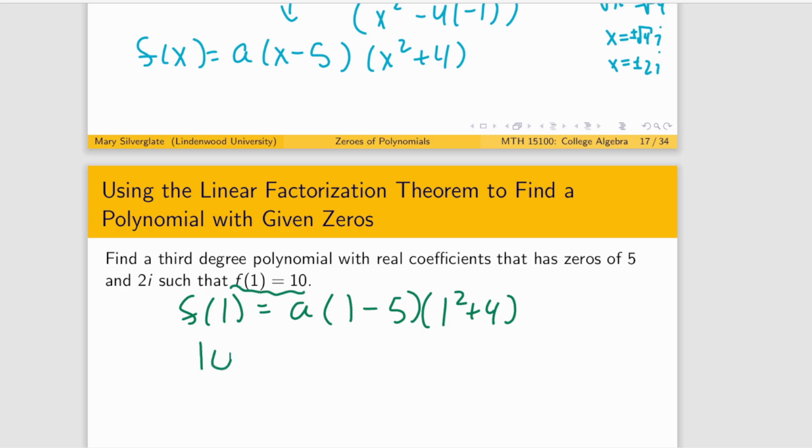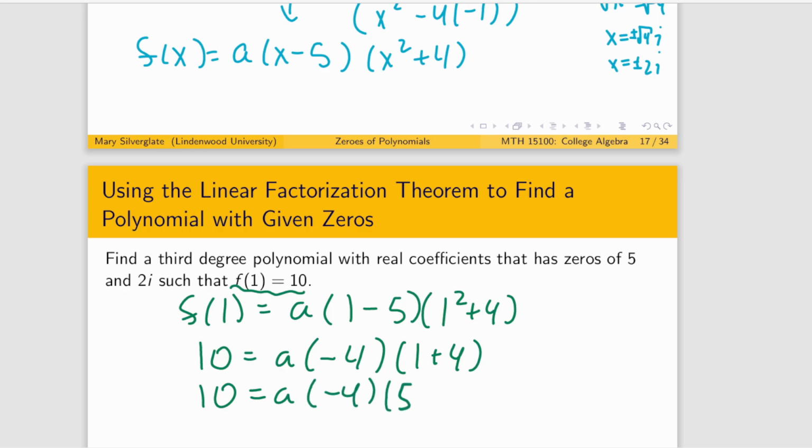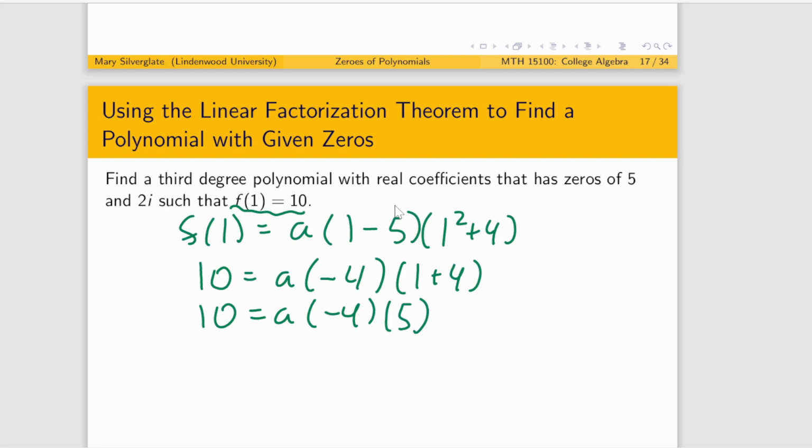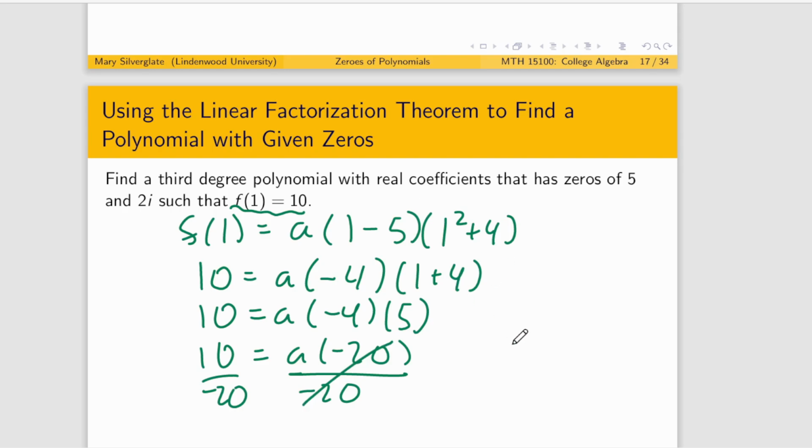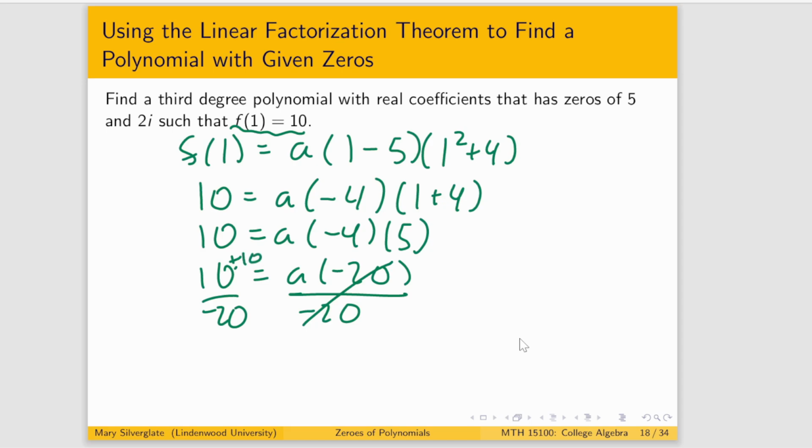They gave us that f of 1 is 10. 1 minus 5 gets us negative 4. 1 squared is 1. 1 plus 4 gets us 5, of course. Negative 4 times 5 gets us negative 20. Then we divide both sides by negative 20 to undo multiplying a by negative 20. 10 divided by negative 20 is a fraction that simplifies because both the top and the bottom are able to be divided by 10. 10 divided by 10 gets us 1. Negative 20 divided by 10 gets us 2. So a is equal to negative 1/2.